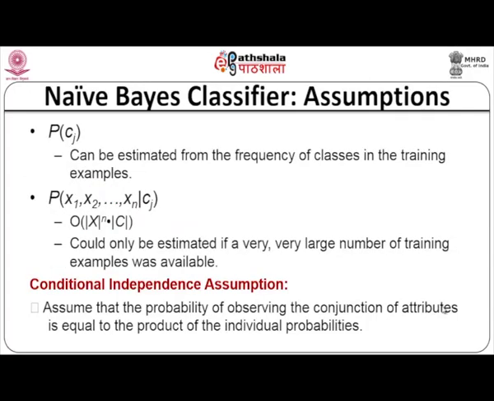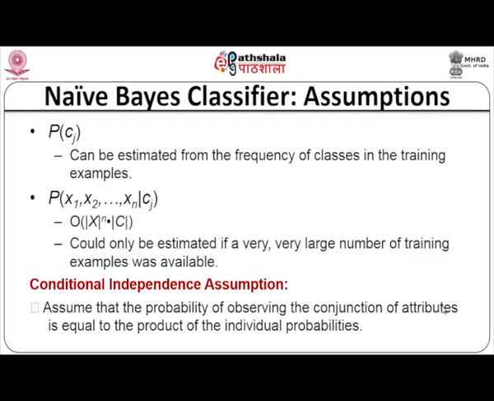Now, the assumptions are that P of Cj can be estimated from the frequency of classes. That is, what is P of Cj? That is the prior probability of a class. We are assuming this prior probability can be estimated from the frequency of classes in the training data.